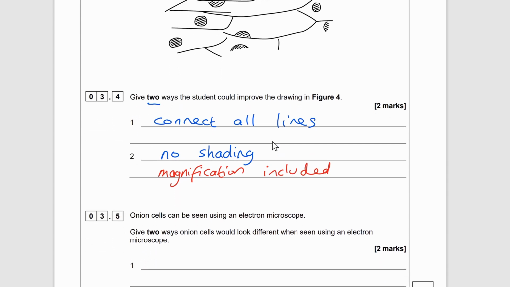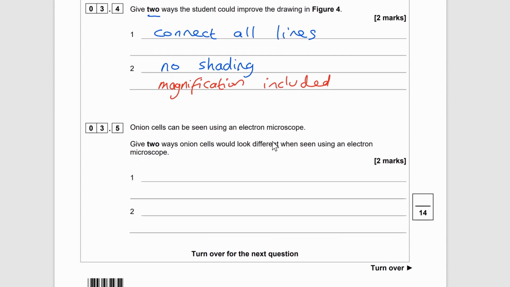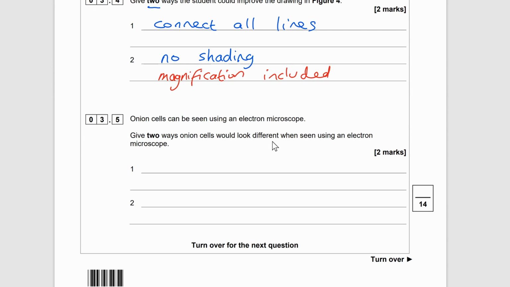Onion cells can be seen using an electron microscope. Give 2 ways onion cells would look different when seen using an electron microscope. So we can use our knowledge of how electron microscopes are different to light microscopes here, but the question is asking us how would it look different. So we need to make sure we focus on that when we're answering.